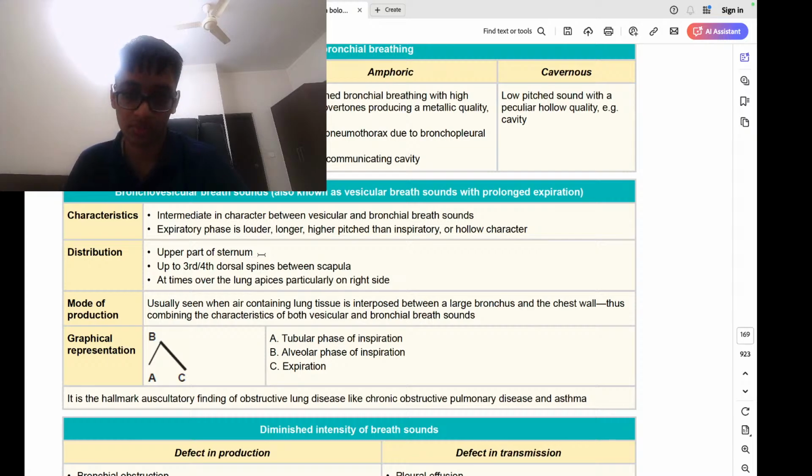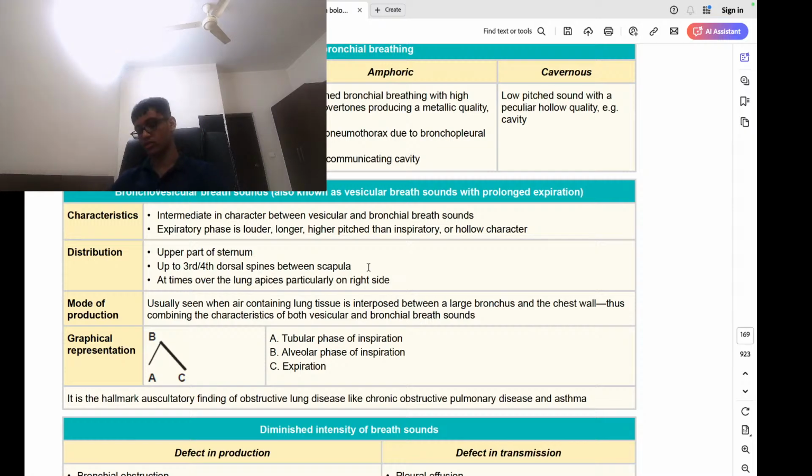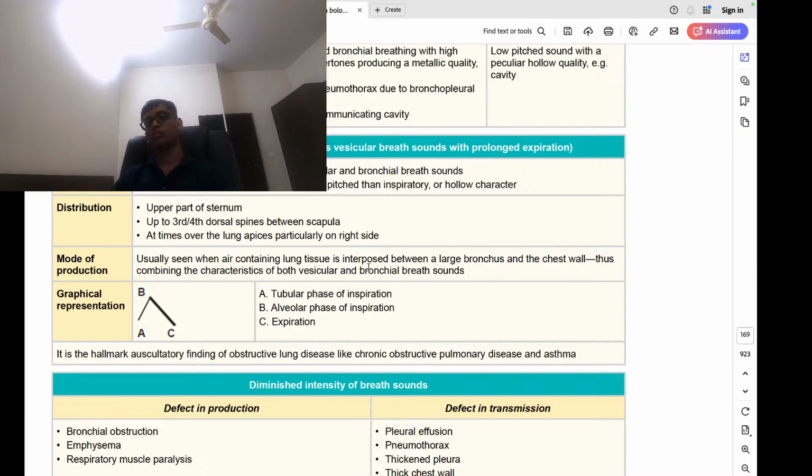Fine. Bronchovesicular breath sound, also known as vesicular breath sound with prolonged expiration, is intermediate in character between vesicular and bronchial breath sounds. The expiratory phase is louder, longer, and higher pitched than inspiratory. Mode of production: it is seen when air-containing lung tissue is interposed between a large bronchus and the chest wall, combining the characteristics of both vesicular and bronchial breath sounds. It is a hallmark respiratory finding of obstructive lung disease like COPD and asthma.